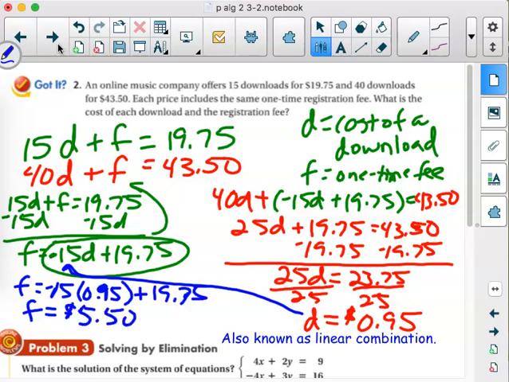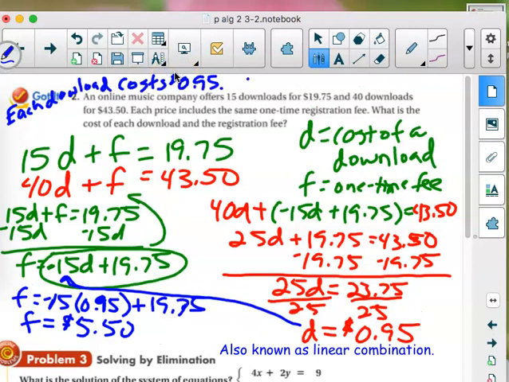Thanks, sir. So now, I wrote too big. I don't really have anywhere to write my, I'll write it up here. Each download costs 95 cents. The one-time fee is $5.50.